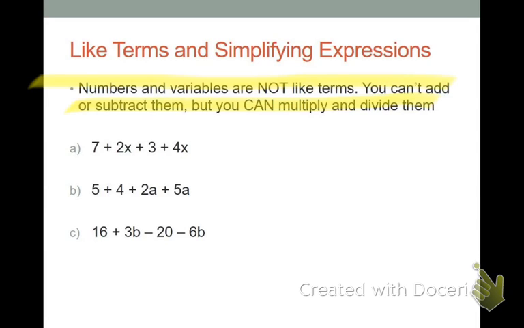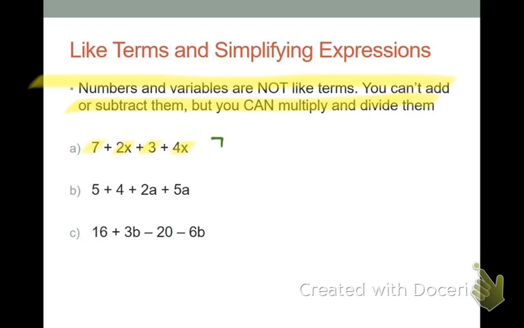Okay, look at example A. Everybody look up here together. How many terms do we see? We see 1, 2, 3, 4 terms in this expression. Does everybody agree? Terms are separated by operations like addition and subtraction. All right, so now of these 4 terms, I need to identify what I call like terms. Those are numbers by themselves or terms with a variable as long as it's the same variable.